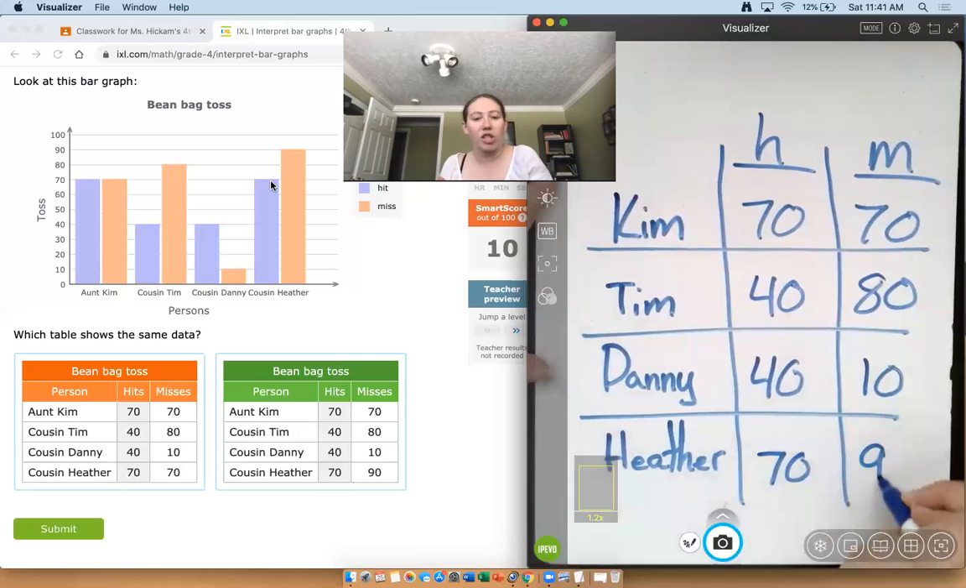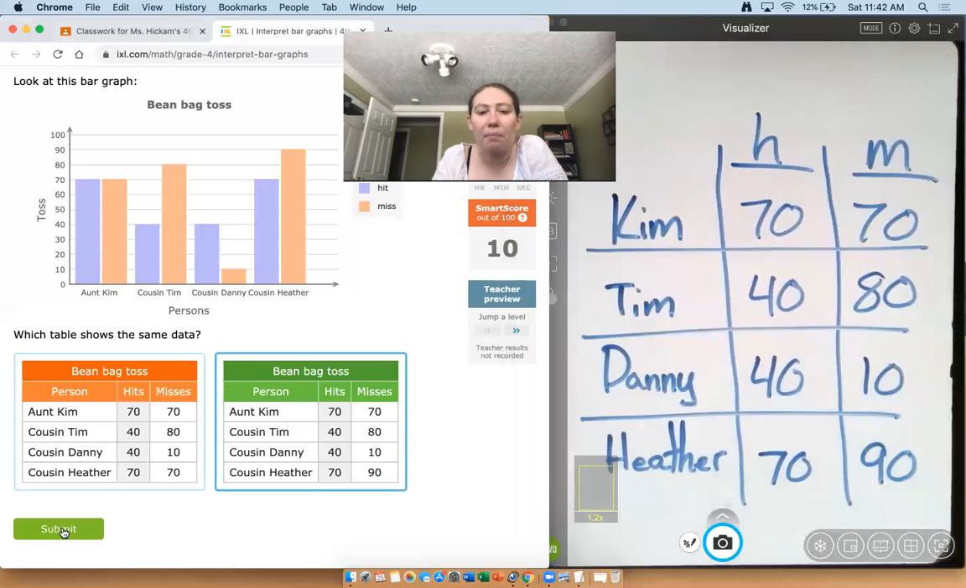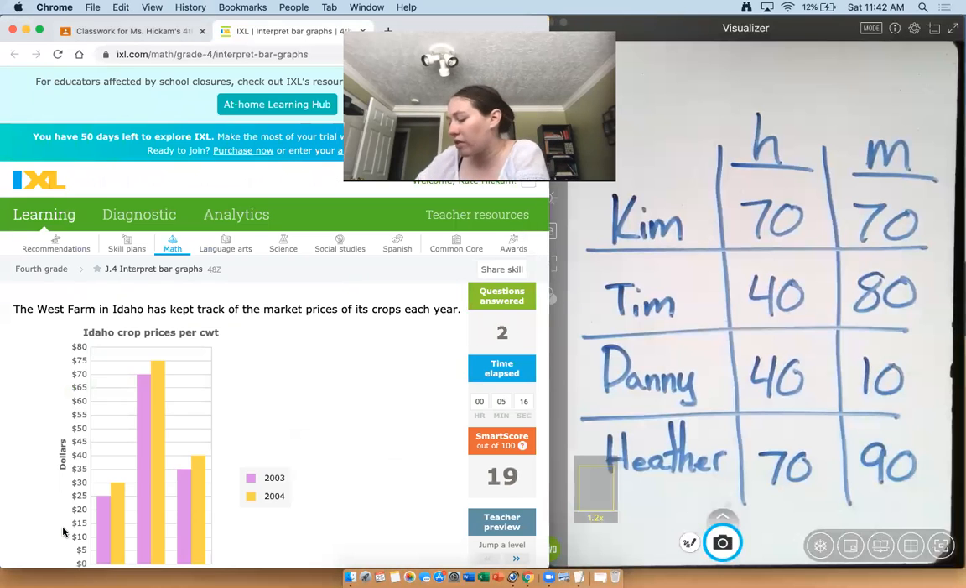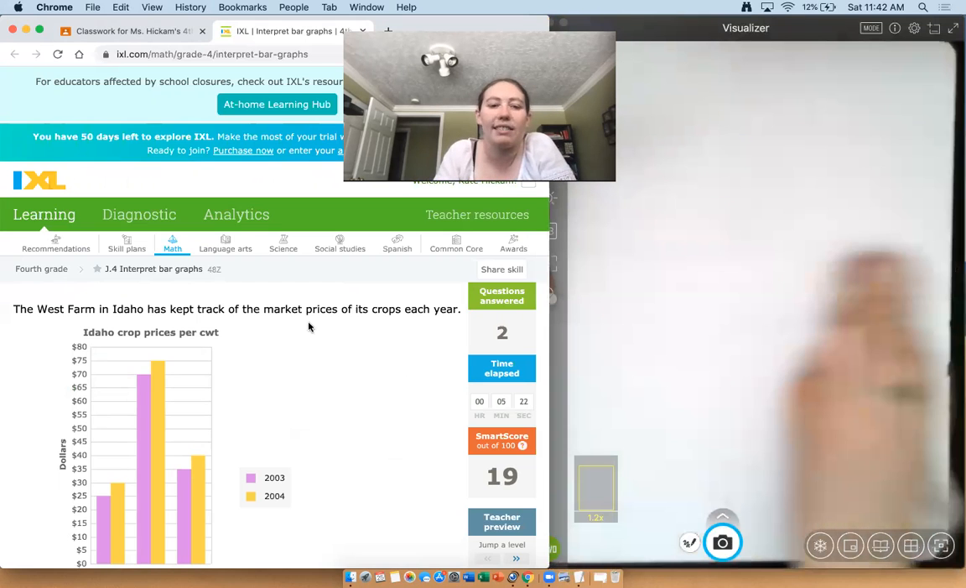Okay, so now I check my work. So both the orange table and the green table have Aunt Kim correct, and they also have cousin Tim correct. They also have cousin Danny correct. And now it comes down to cousin Heather, but we can look, cousin Heather didn't have the same number both times. She went up, so it's going to be the green one this time. I'm going to do one more of these with you, and then I'm going to let you do these on your own, because as soon as you understand how the table works, it becomes kind of easy.